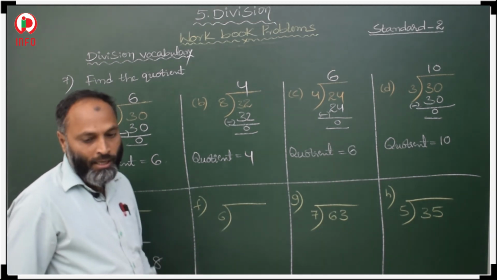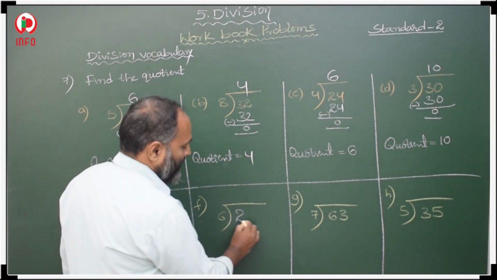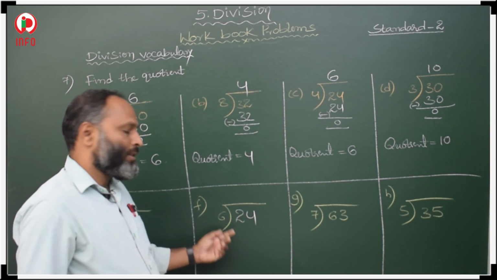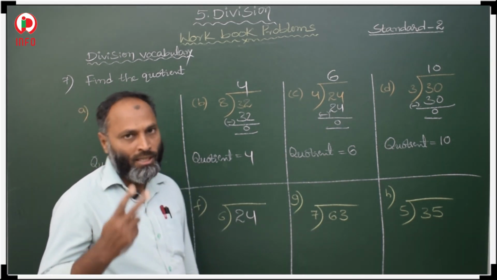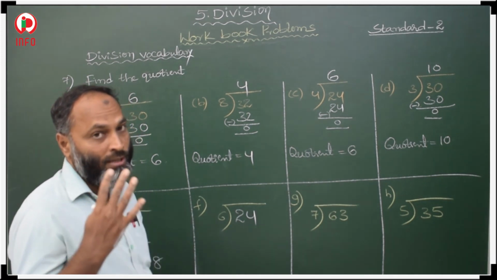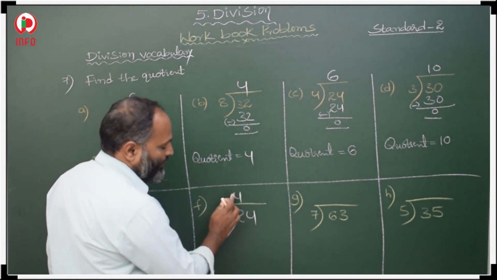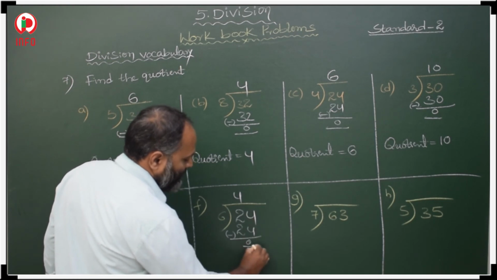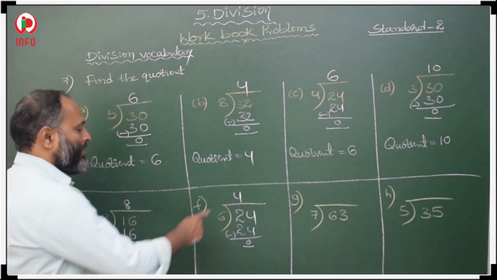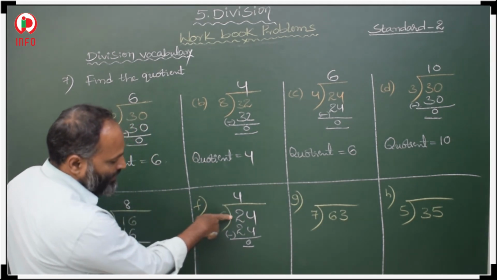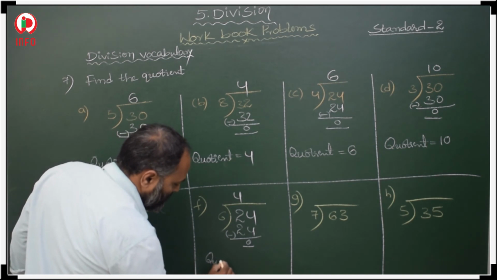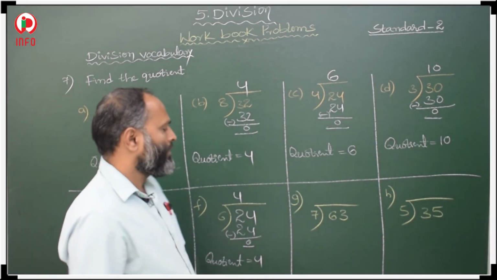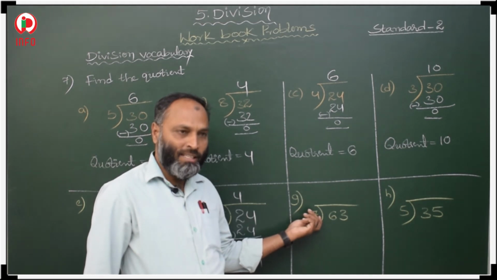Next, here in the 6 table, we have to check when you will get 24. Read your 6 table. 6 1s are 6, 6 2s are 12, 6 3s are 18, 6 4s are 24. 4 we have to write, and 24 here we have to take. Now minus, same number minus same number, 0. Then this is our quotient, this is our divisor, this is our dividend. Then quotient is 4.